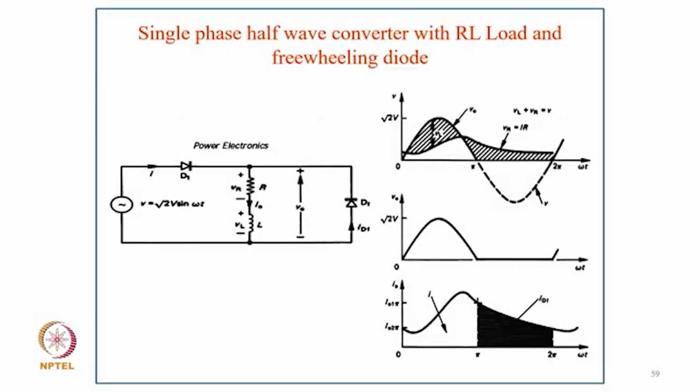Now coming to single phase half wave with RL load and a freewheeling diode. With a freewheeling diode, the input diode does not allow the negative voltage to appear, but whatever energy is stored in the inductor remains circulating, and the current remains continuous, as you can see in the last waveform.